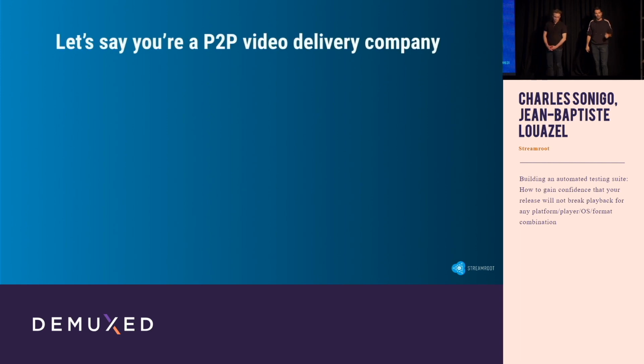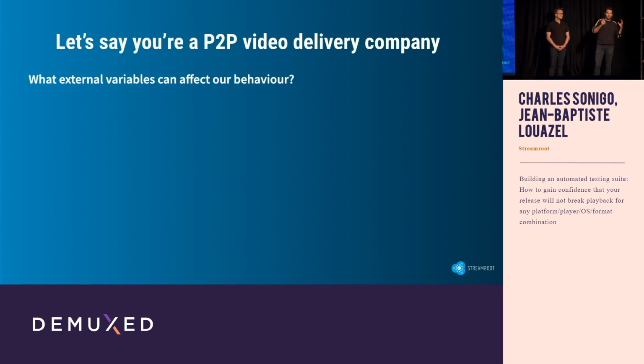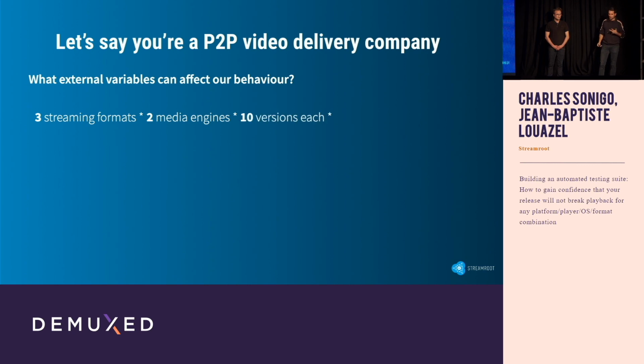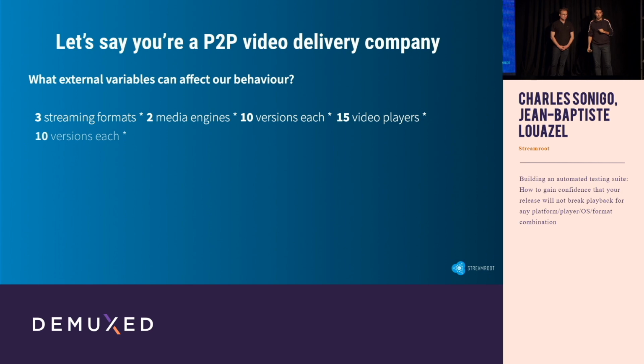Let's assume you were a peer-to-peer video delivery company. The question you have to ask yourself is, what are all of the important dimensions that can affect my behavior, and what's the cardinality of all of these dimensions? Well, we support 3 streaming formats with 2 media engines, with around 10 versions for each of them in production. We support 15 players, again with around 10 versions for each of them in production. We have 3 operating systems. We have 5 different browsers.